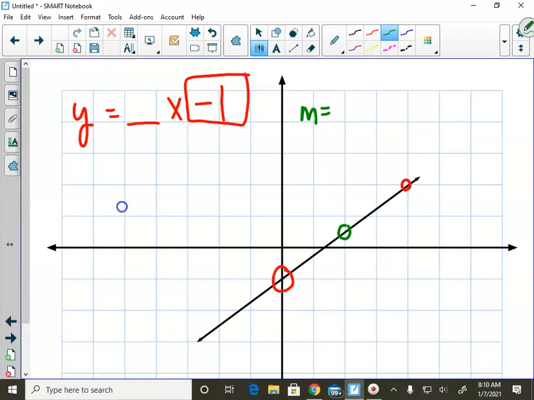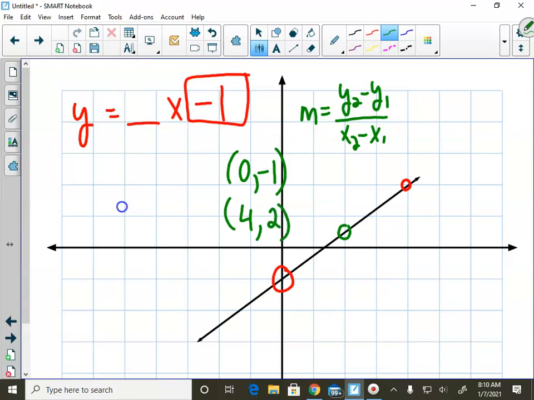So our slope, again, is going to be y2 minus y1 over x2 minus x1. Our first point that we have here, we have one at 0 and negative 1. And our other point over here we have is at 4 and 2. So let's label our points again. So we have x1, y1. We have x2, y2. And again, it doesn't matter which point you make which. It's going to come out the same way.